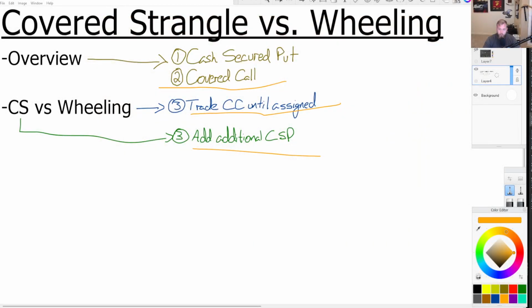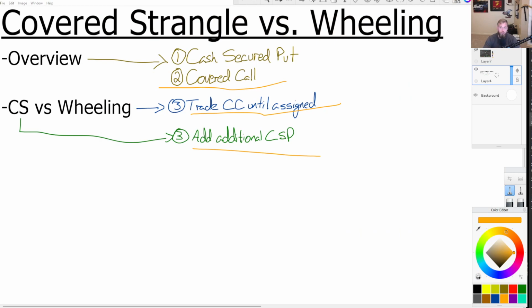Let's talk about the wheel versus my favorite, the coverage strangle. I wanted to show you an example of why I tend to prefer the coverage strangle. Not saying that the wheel is bad, but for the way that I trade, the coverage strangle tends to be a little more optimal. Now, first, let's start with level setting. What's the difference between the two?